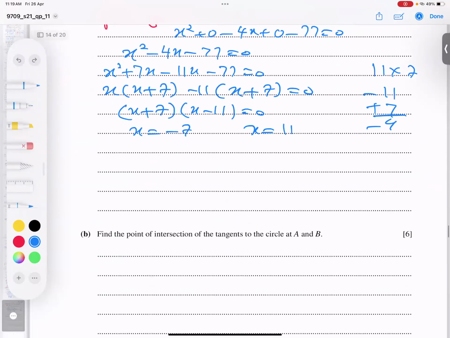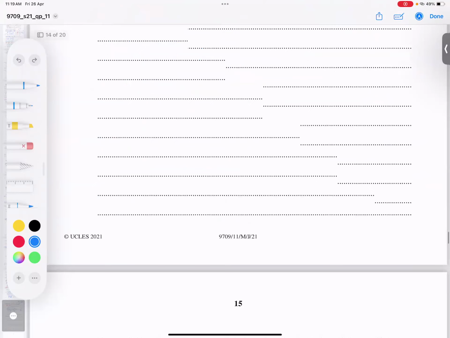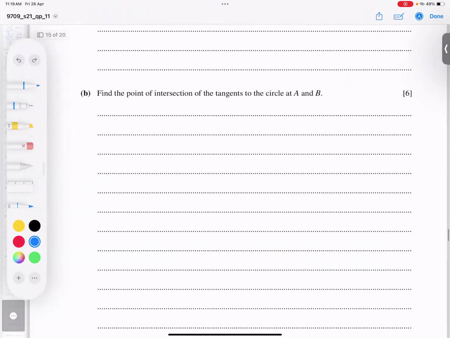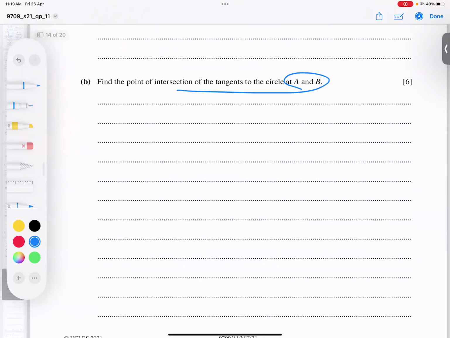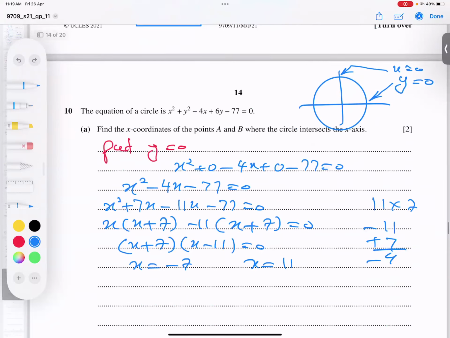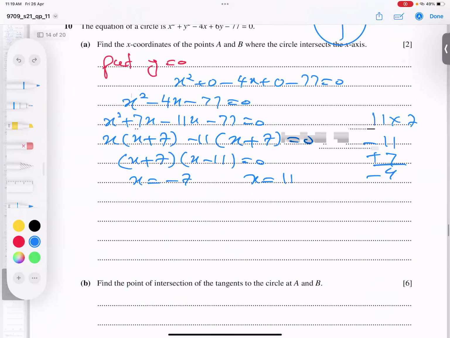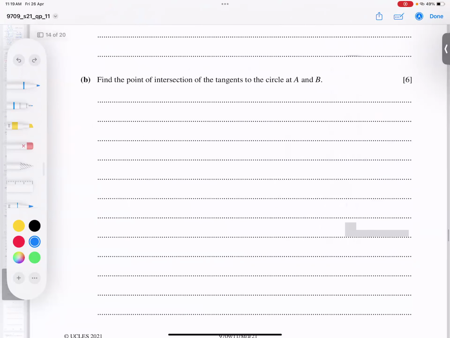Let's go for the next part. Find the point of intersection of the tangents to the AB. So we have this technique. I suggest, teacher, please sketch it properly, even close to accurate. Negative 7, 11 is where? First of all, I make a circle.